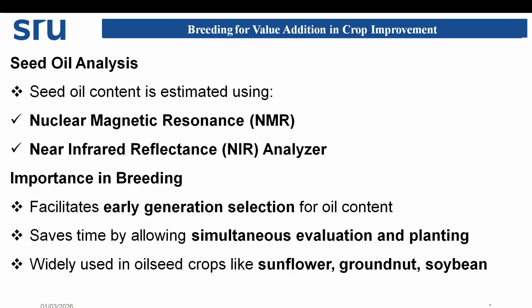Now, the next aspect, seed oil analysis. Seed oil content is estimated using nuclear magnetic resonance (NMR) or a near infrared reflectance (NIR) analyzer. So what is the importance in breeding? It facilitates early generation selection for oil content. It saves time by allowing simultaneous evaluation and planting. It is widely used in oilseed crops like sunflower, groundnut and soybean.